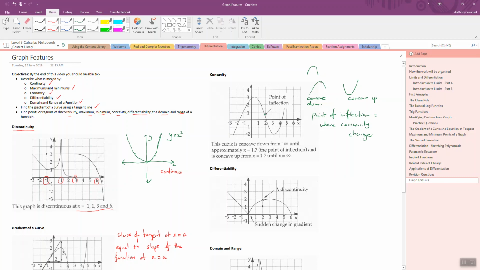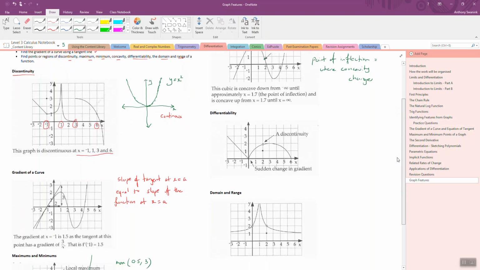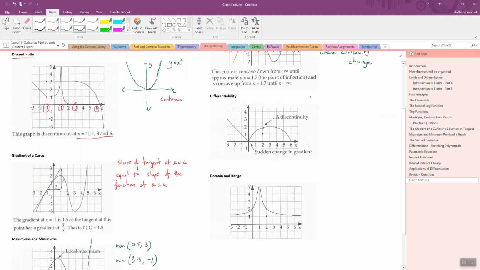And make sure you clearly define what is meant by concave down and concave up. Okay, let's move on to differentiability. Differentiability is basically saying, are there any points where the gradient is not able to be found? So differentiability means where are the points where you can find the gradient? Usually the question is asked though, are there any points where the function's not differentiable?